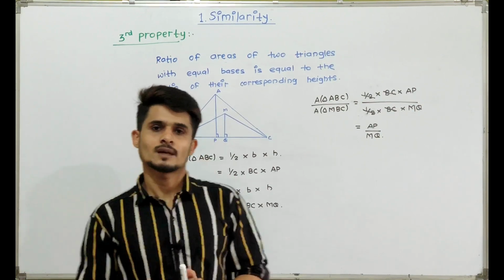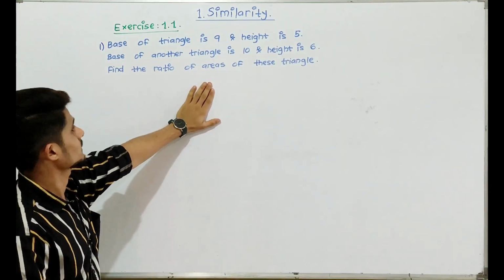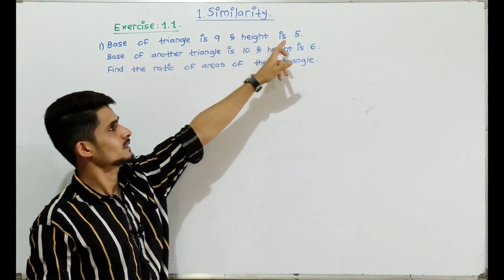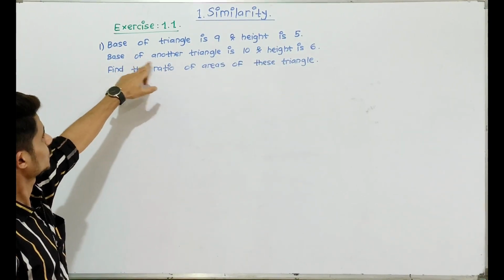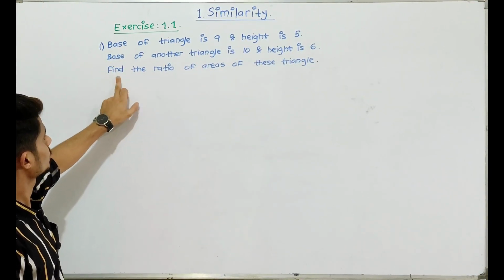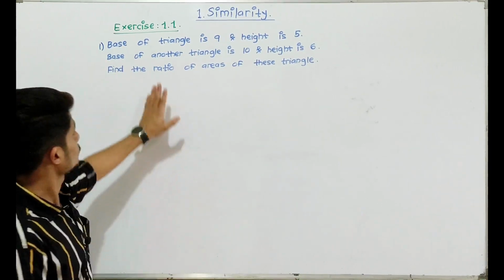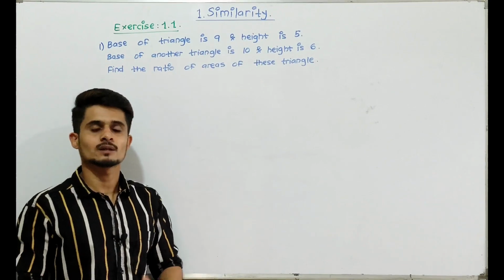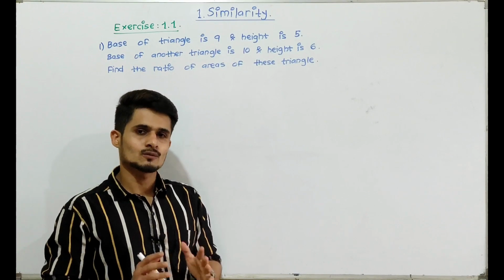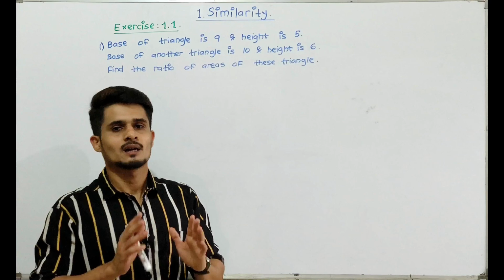Now we'll solve exercise number 1.1. Let's see the first sum of exercise 1.1. The base of a triangle is 9 and the height is 5. The base of another triangle is 10 and the height is 6. Find the ratio of areas of these triangles. We will solve this sum using the first property, that is the ratio of areas of two triangles is equal to the ratio of the product of their bases and corresponding heights.